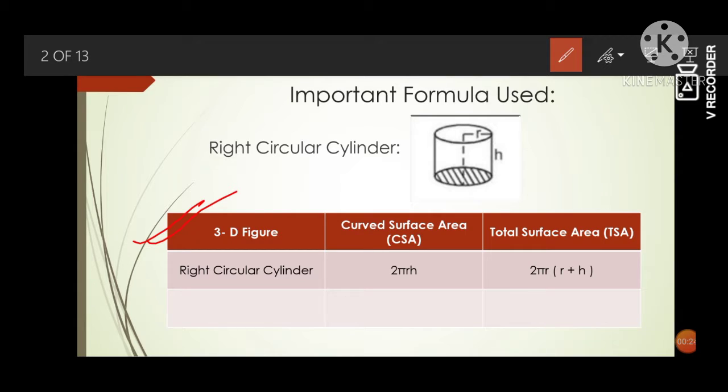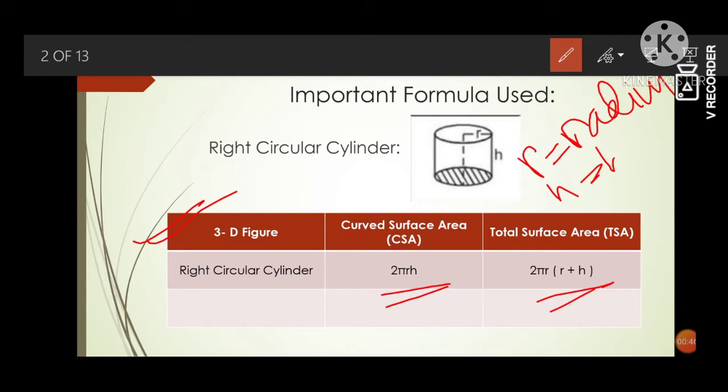The curved surface area of a right circular cylinder is 2πrh, and the total surface area of a right circular cylinder is 2πr(r + h), where r stands for radius and h stands for height. So with these two parameters, we are going to use the two formulas, CSA and TSA, to solve this exercise.